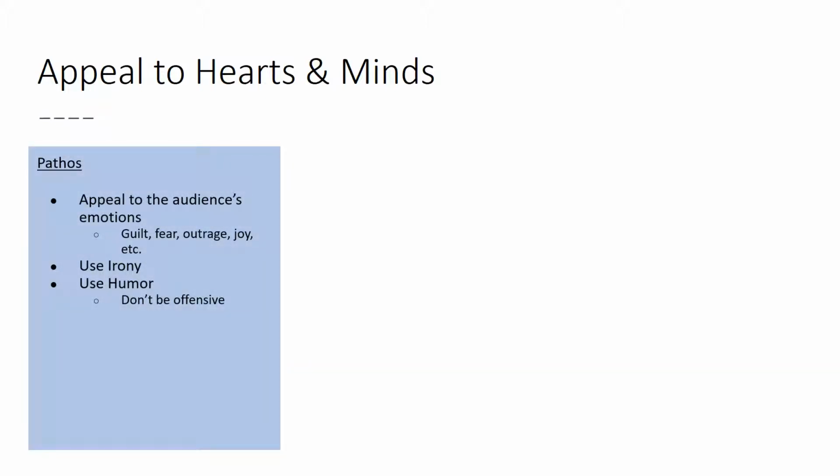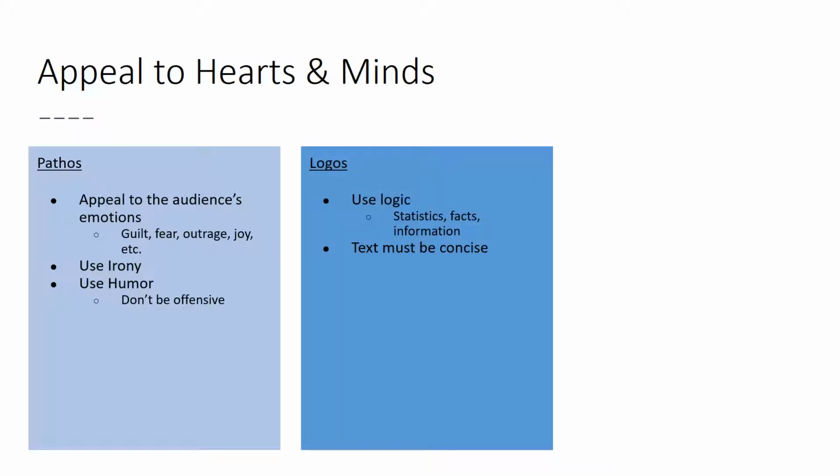When we talk about appealing to the hearts and minds of our audience, you want to use pathos. So you want to appeal to the audience's emotions, maybe using imagery or words that evoke feelings of guilt or fear or outrage or joy or any type of emotion. You can use irony, you can use humor, but don't be offensive in the humor that you use. The goal is to get people to actually look at your PSA and not be so offended that they don't look at it.